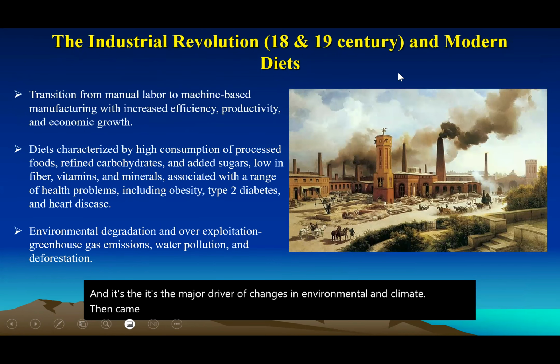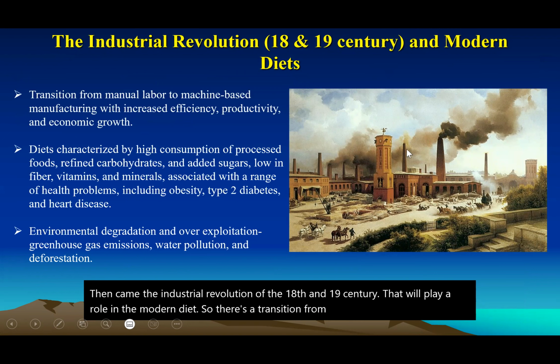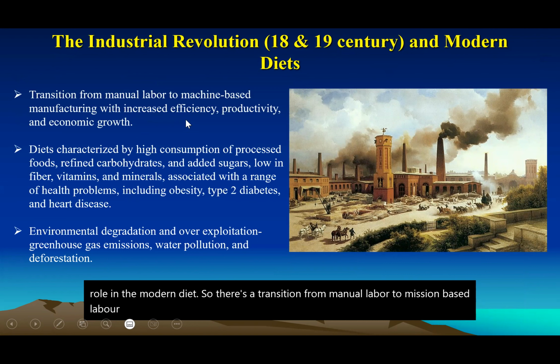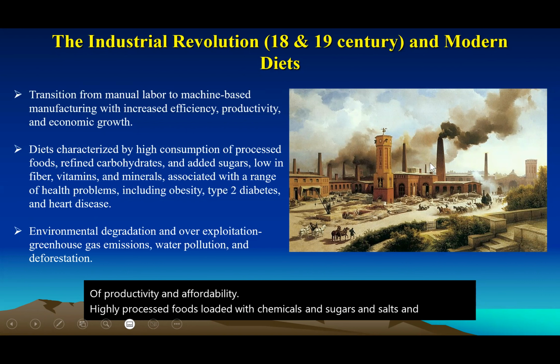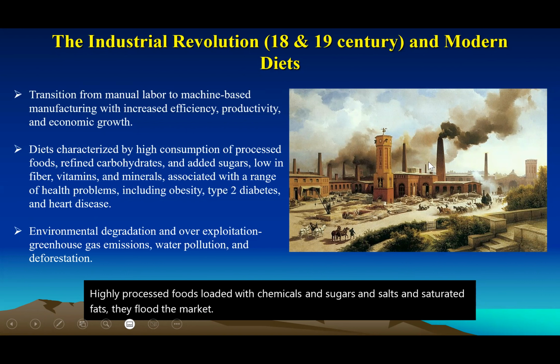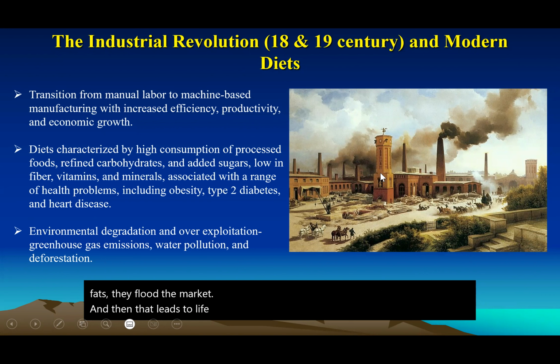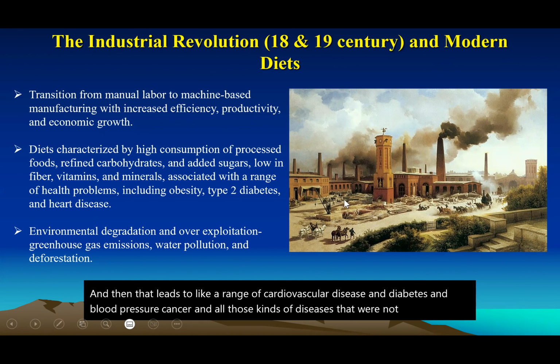Then came the Industrial Revolution of the 18th and 19th century that will play a role in the modern diet. So there's a transition from manual labor to machine-based labor. So everything is factory produced. Economically, it's a boom of productivity and affordability. Highly processed foods loaded with chemicals and sugars and salts and saturated fats flood the market. And then that leads to a range of cardiovascular disease and diabetes and blood pressure, cancer, and all those kinds of diseases that were not prevalent before this.